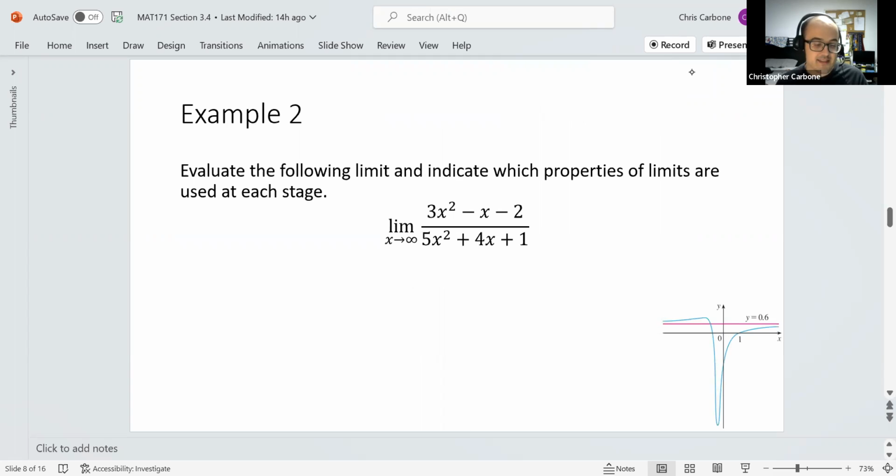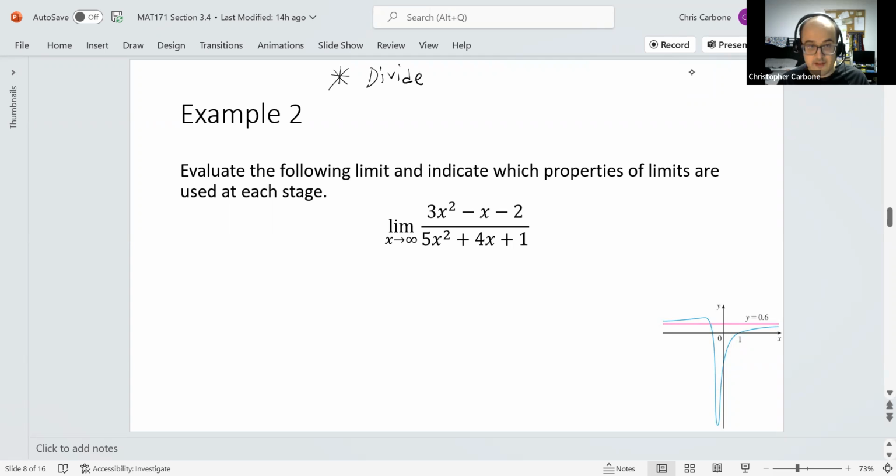So with that being said, example 2: we want to evaluate the following limit and indicate which properties of limits are used at each stage. And I have the graph down over here as well to help us see this. But we have the limit as x approaches infinity of 3x squared minus x minus 2 divided by 5x squared plus 4x plus 1.